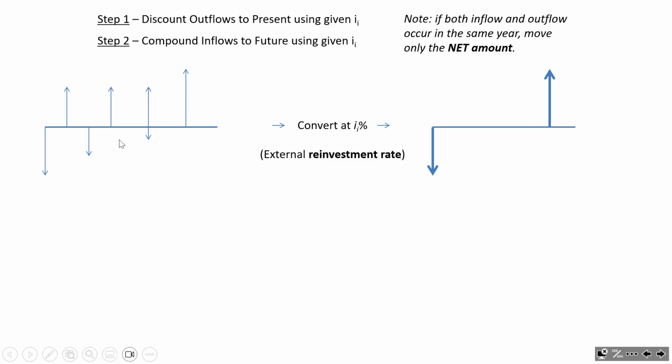Oh, by the way, yes, this is important. If there's an inflow and an outflow in the same year, find the net amount. So you wouldn't take this little amount to the present. You'd find the difference between the two in that year, and you'd take the net difference. In this case, it looks like the inflows are bigger than the outflows, so you take the inflow to the future. You won't get the right answer if you don't take the net amount.